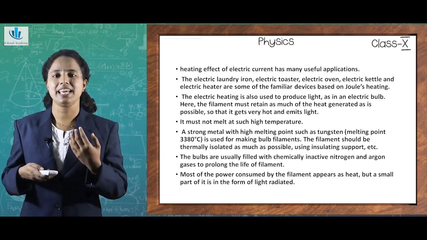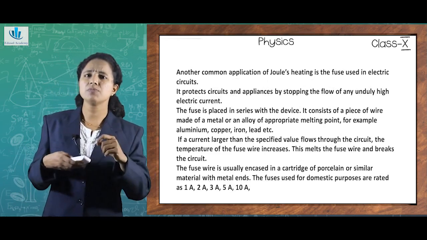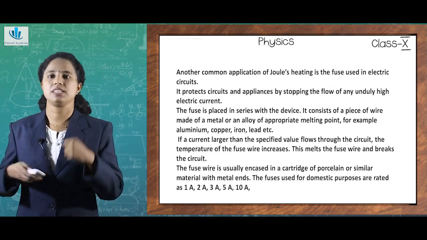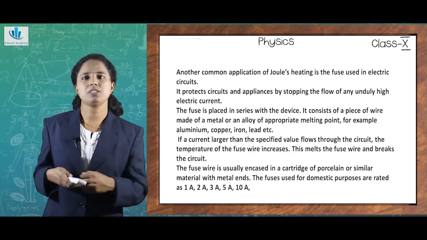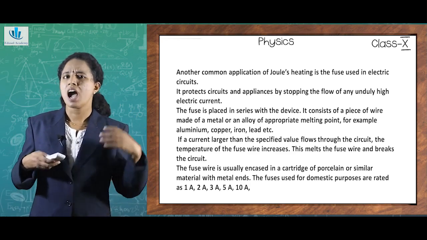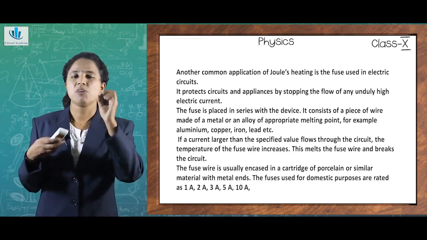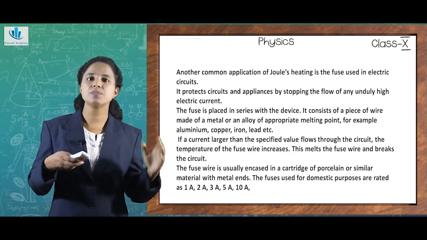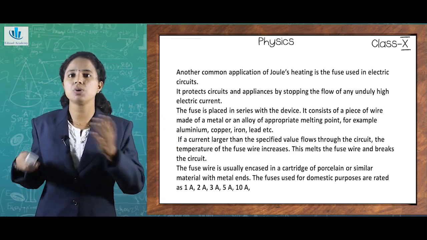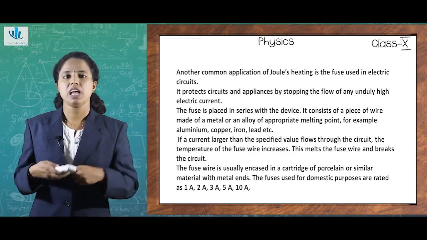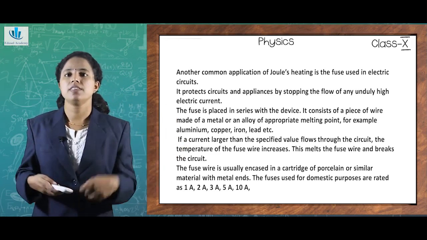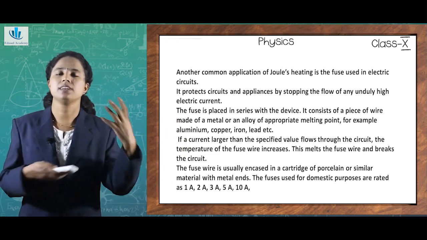by filaments like tungsten appears as heat, and only a small part of it is in the form of light which is radiated. And another important application of Joule's heating is the fuse which is used in our electrical circuit. What is the purpose of a fuse in a house? It helps to protect the circuit and appliances. How does it protect? It will help to stop the flow of any unduly high current which is occurring.